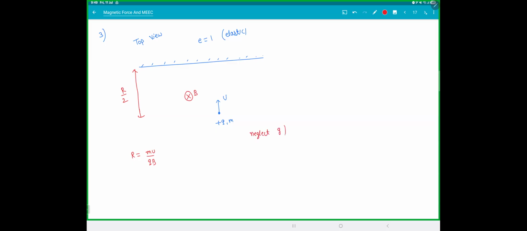Draw the trajectory. So how will the path look like? And find the time interval between two collisions. This will not just stop at one, this will just keep hitting the wall. Draw the trajectory, and find the time interval between two consecutive collisions.